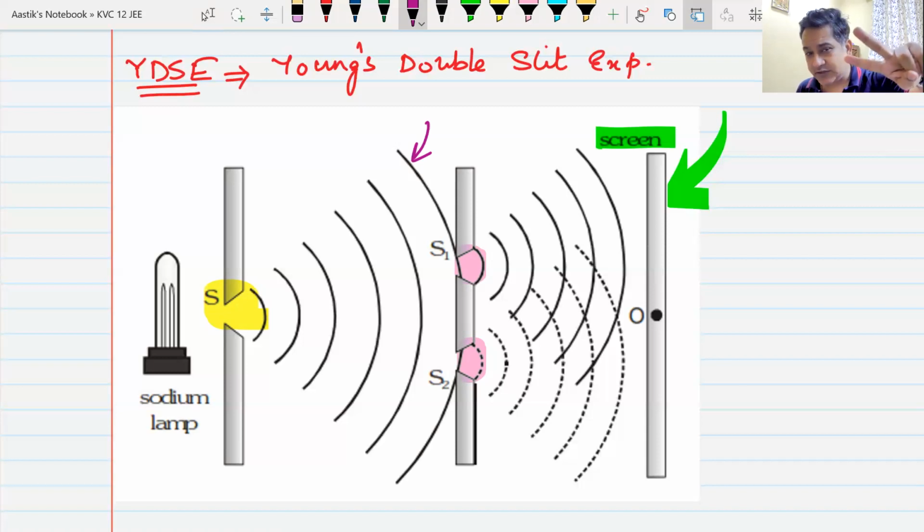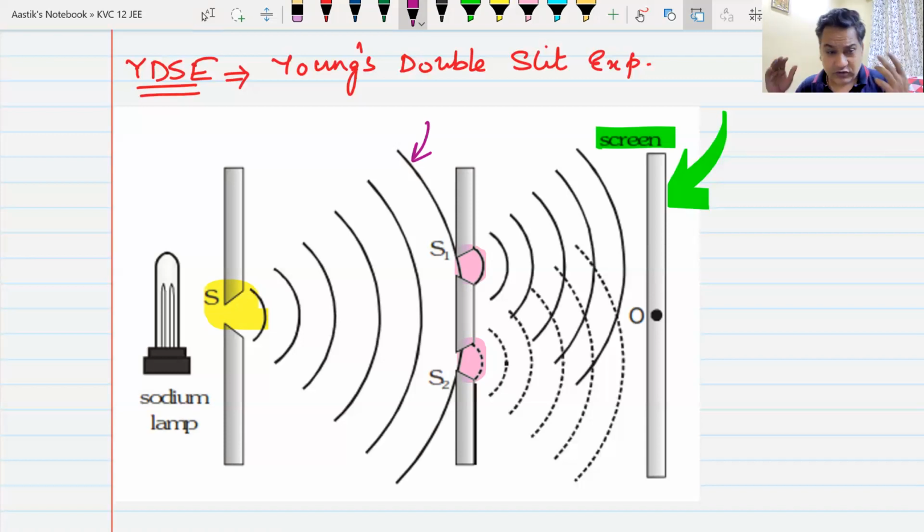There are two ways to create coherent sources. One is by the division of wavefront. The other one is by the division of amplitude. Which process have I used here? Division of wavefront or division of amplitude? Wavefront, sir. Division of wavefront.